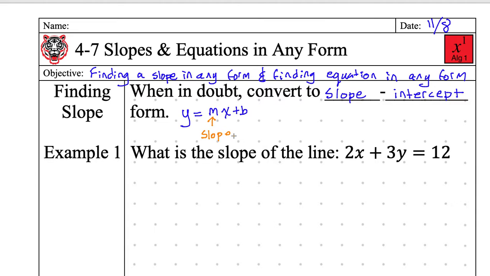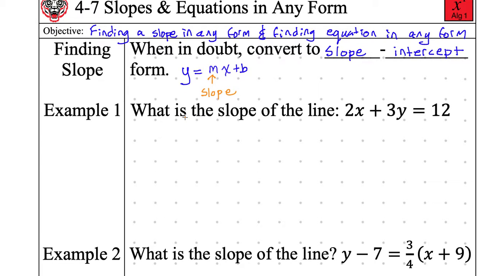There's slope. So look for the letter m. Once you find letter m, you have found the answer. So let's try it. Example number 1. What is the slope of that line? First of all, before we even start doing algebraic manipulation, what form is that? Does anyone remember that form? We just learned it. Jade?